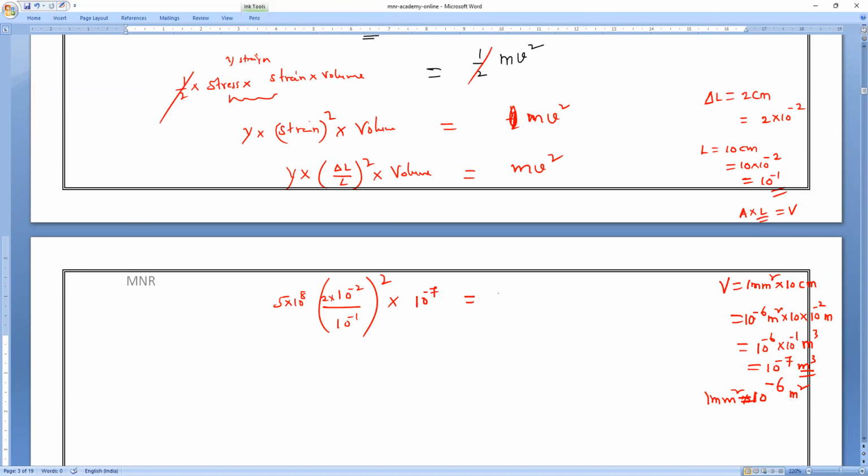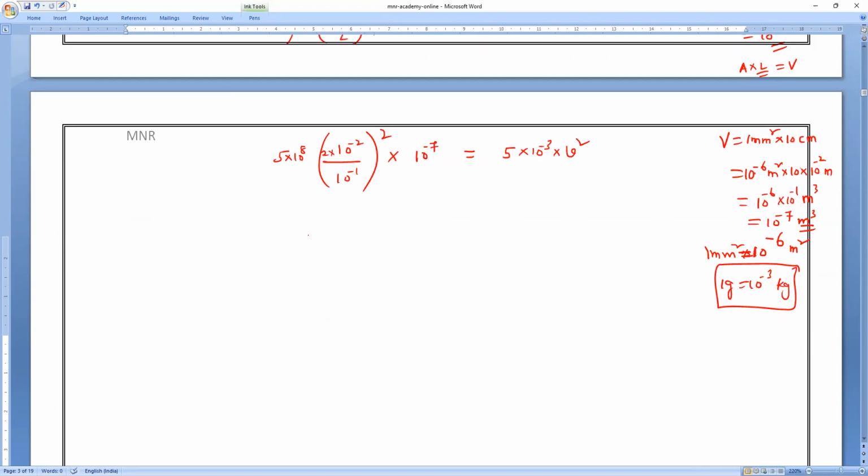Mass is 5 grams. We all know that 1 gram is equal to how many kilograms? 10 power minus 3 kilograms. See, unit conversion always has great importance. Anybody having any doubt, you can ask me. So now you can see how to solve.